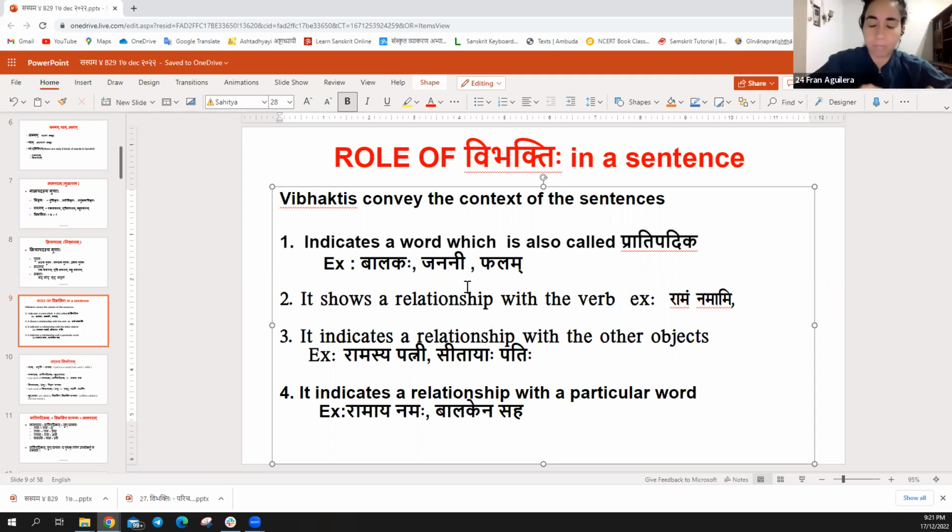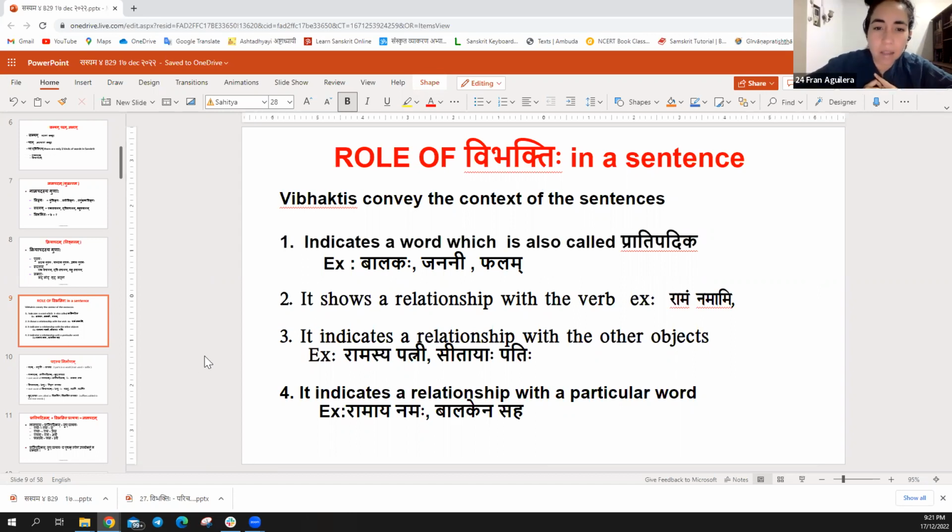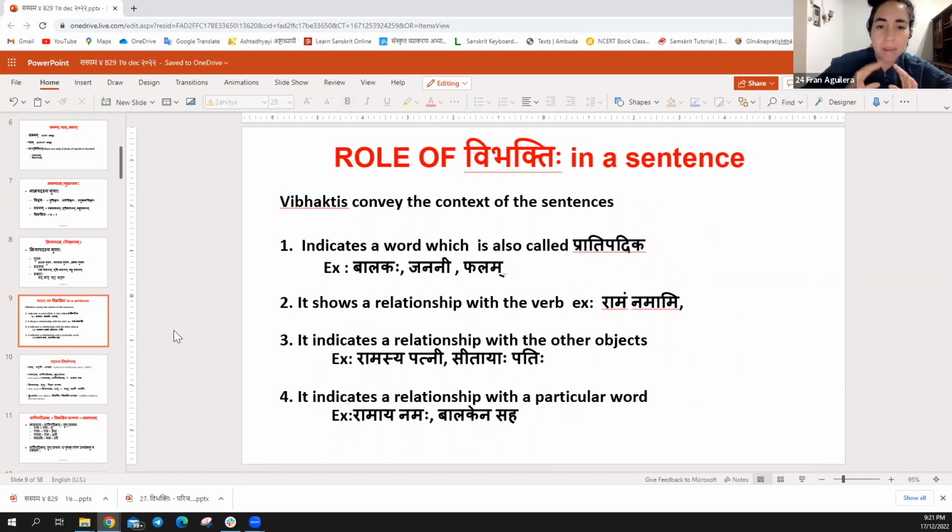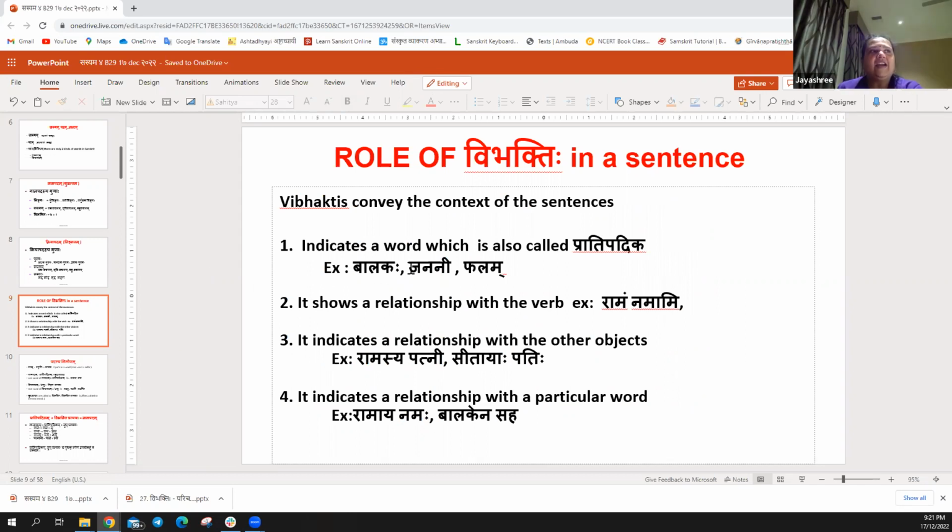Mahoye, one question. I thought the pratipadika was, for instance, not balakaha, but balaka. Yeah, balaka is the root. All right. So here vibhakti is balakaha. So it's prathama vibhakti. Okay. It is vibhakti, not pratipadika. We are talking about vibhakti. All right. So it's balakaha.